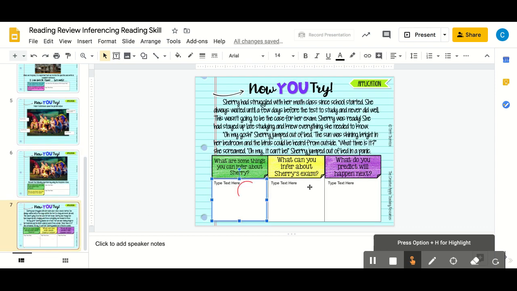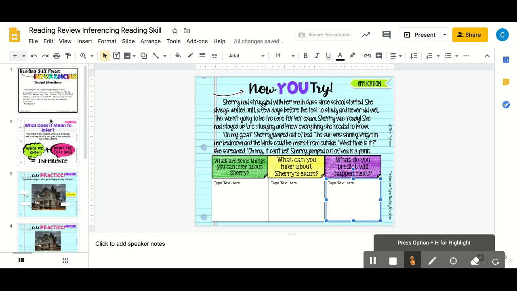And then here on the last slide, you are going to type your text here and answer the questions about this short little story. What are some things that you can infer about Sherry? Remember, what do we know and what does the text say? That is going to be an inference. What can you infer about Sherry's exam? And what do you predict will happen next? That's pretty cool. You get to predict what you think is going to happen next.